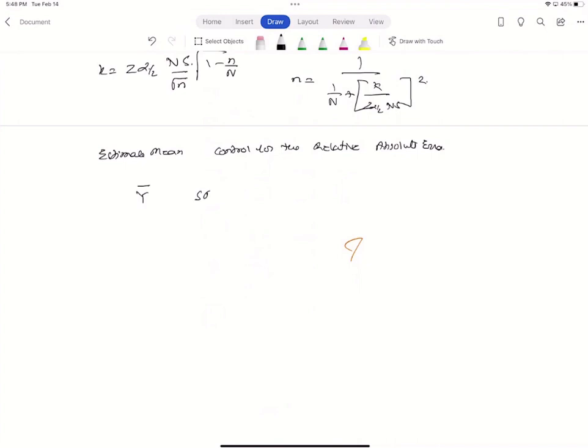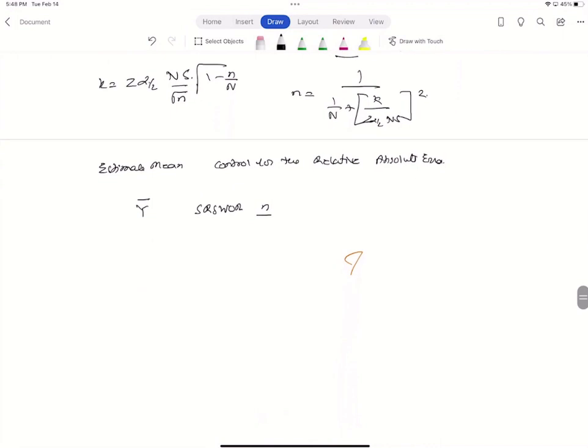will take a sample by SRSWOR of size n. But instead of stipulating a k of say 0.5, we are now stipulating the absolute margin of error, that is y bar minus y, and that should not exceed a fraction of the population mean. So this has to be less than k times y bar, where k is a fraction like 0.5 or 0.1. So that would be a fraction of the population mean.